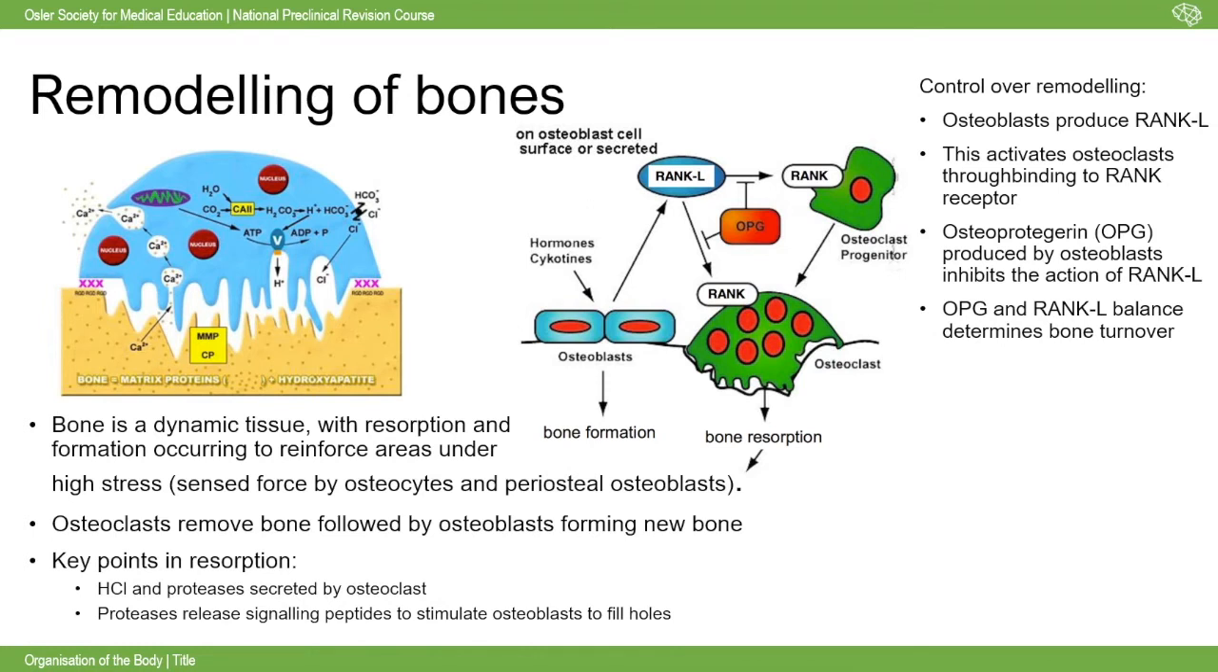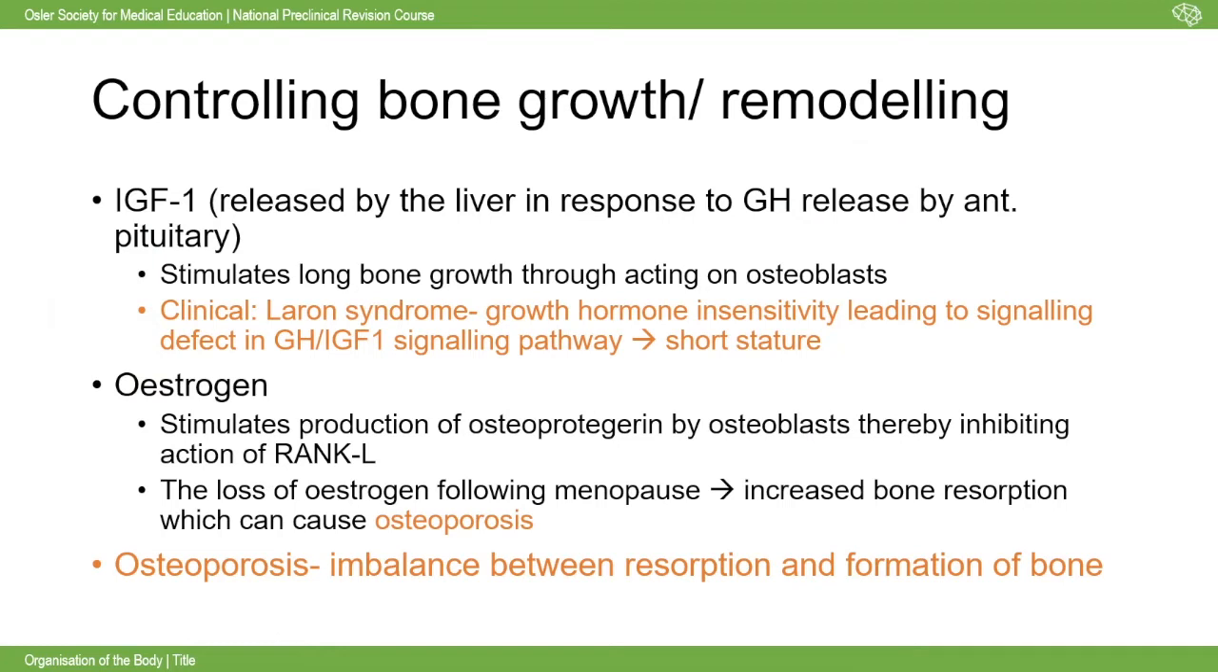In addition, there's also osteoprotegerin, which is again produced by osteoblasts and inhibits the action of RANKL by binding to the RANK receptors. This means we have a feedback loop between these two products, ensuring that there isn't too much bone formation or bone resorption occurring. However, there are also external factors, in terms of hormones, that contribute to this. We have insulin-like growth factor, which is produced by the liver in response to growth hormone released by the anterior pituitary, and this stimulates long bone growth by acting on osteoblasts.